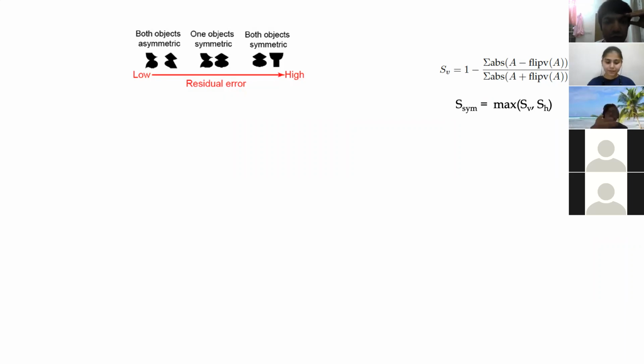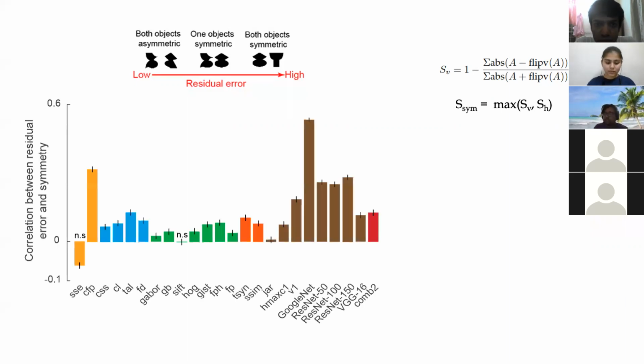And you do this also with respect to the horizontal axis, right? And the symmetry score that we ultimately used is actually the max of the vertical symmetry score and the horizontal symmetry score. And you then take the average symmetry score for the two objects within a pair. And then correlate that symmetry measure with residual error across all these models.